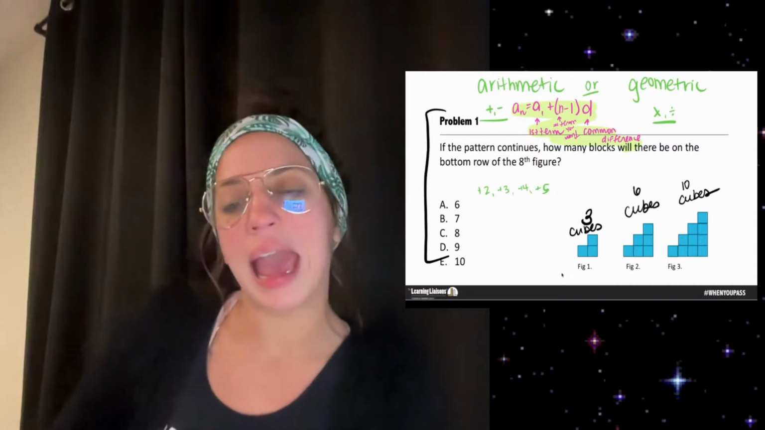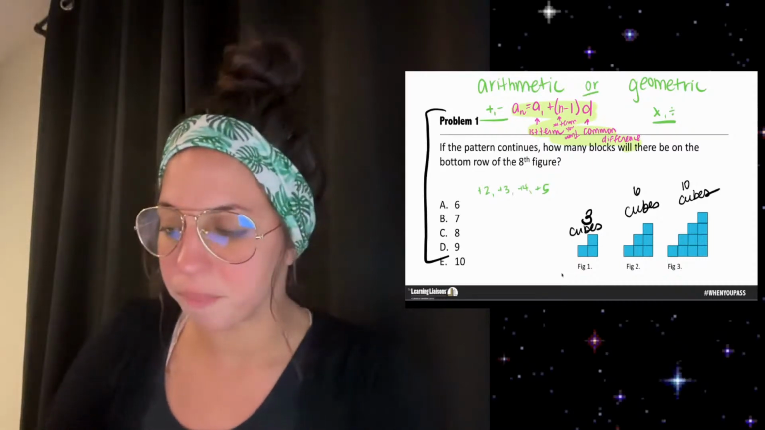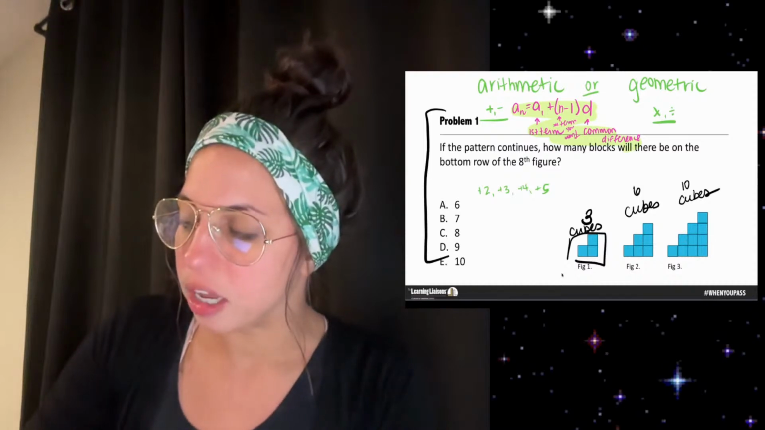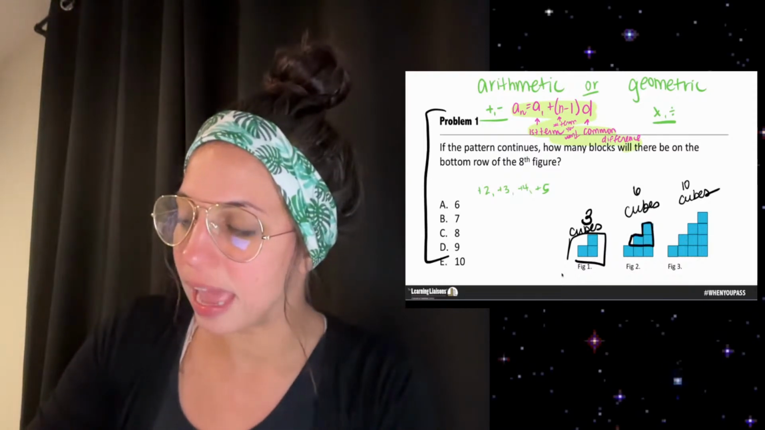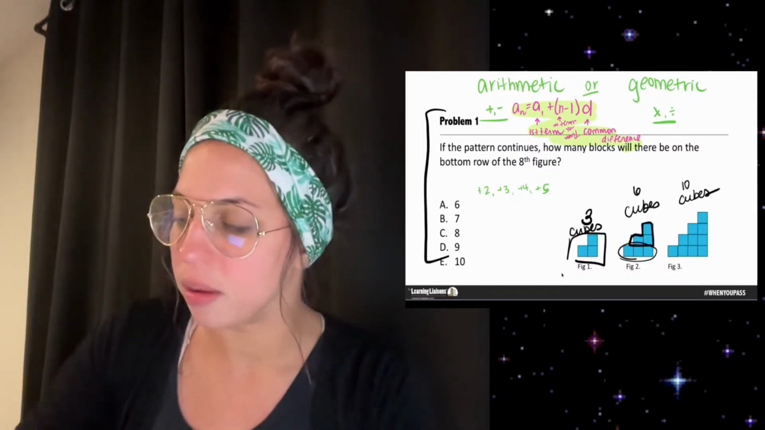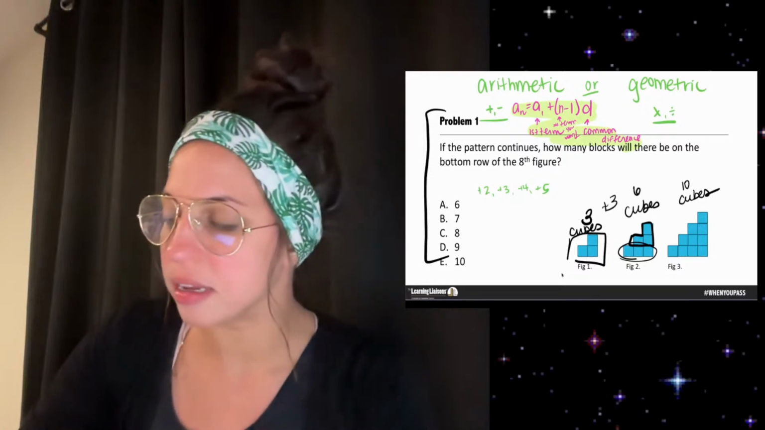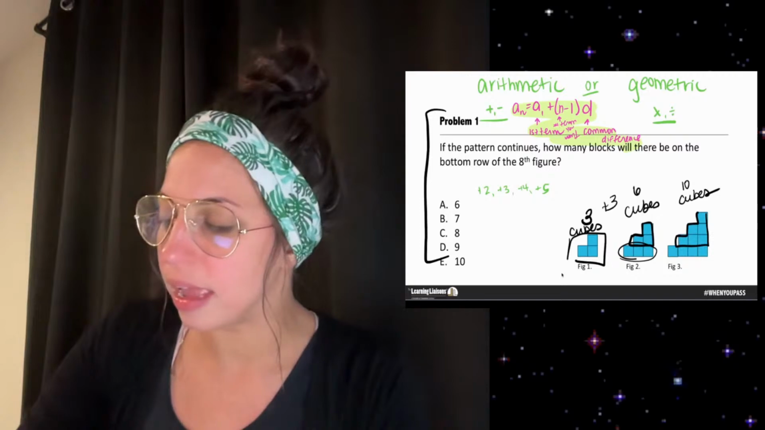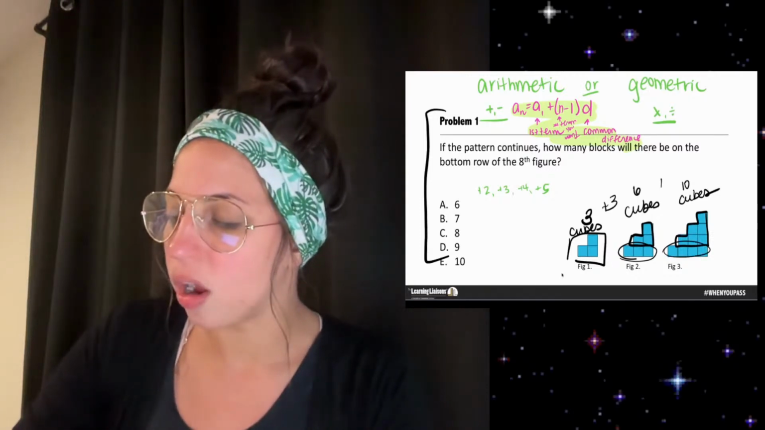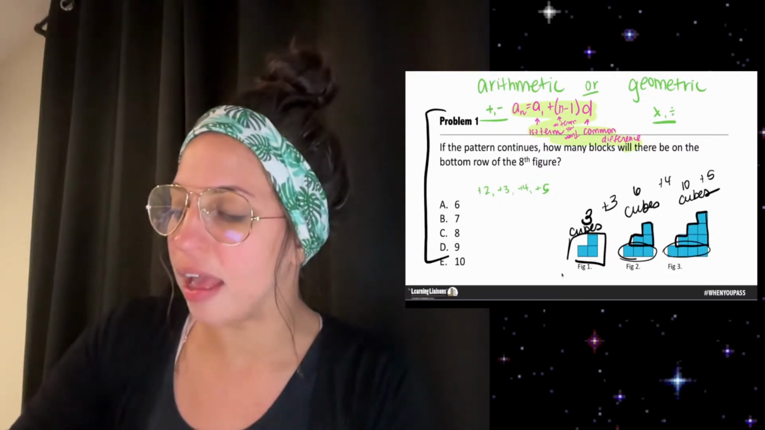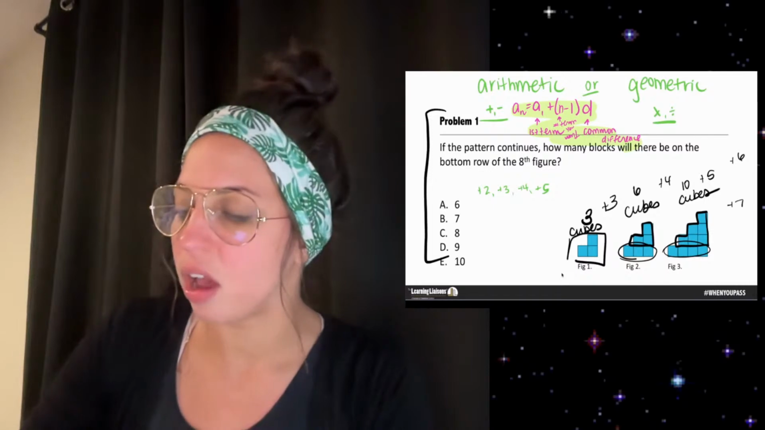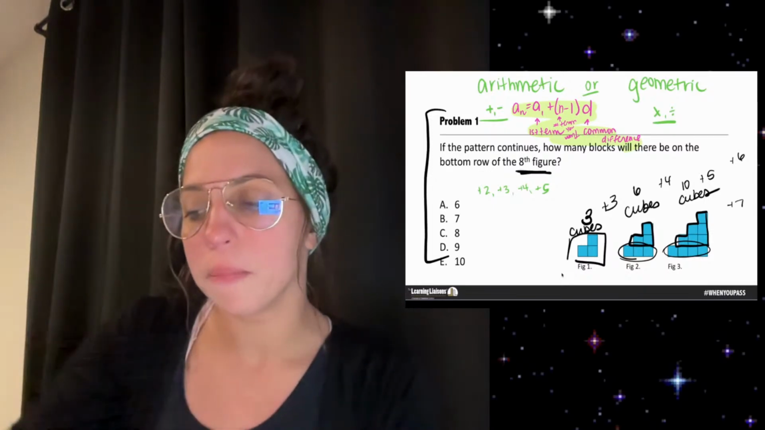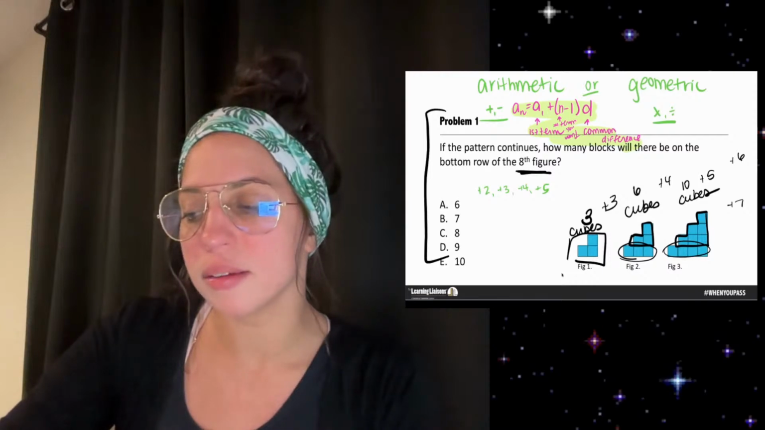How are they adding cubes in this problem? Well, if I start with my base shape, here's my base shape. They added 3 to the bottom. 3 plus 3 is 6. And then here is my base shape. What did they add? 4. So then they're going to add 5 and then 6 and then 7, all the way until they get to the 8th figure. But what did the question ask?